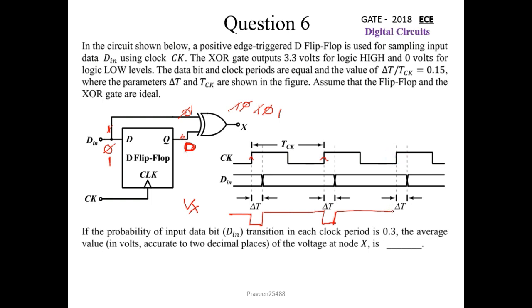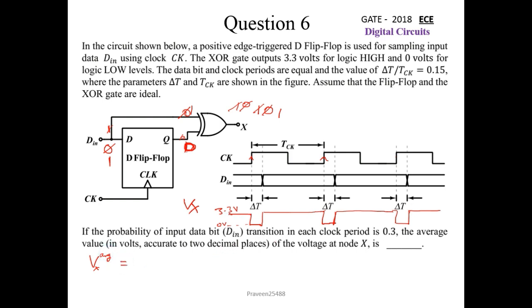At the next clock pulse, the state will be changed to 0, and as the input changes, the output of this XOR gate will also change. So this will give the output waveform. Here it is given in the question that the XOR gate output is 3.3 volt for logic high, and for logic low it is 0 volt. Now, if the probability of input data bit transition in each clock period is 0.3, the average value of the voltage at node X is. So here we have to find the Vx and the average value of this.